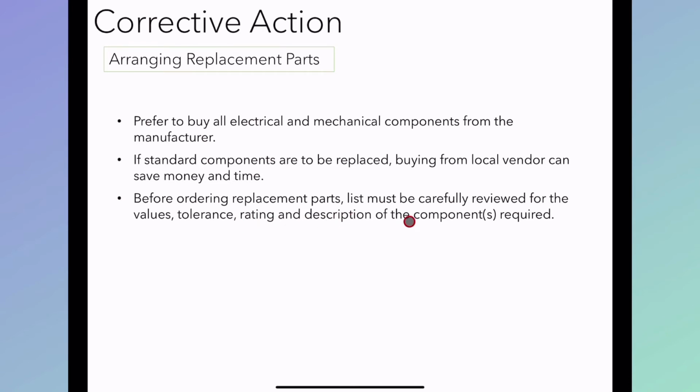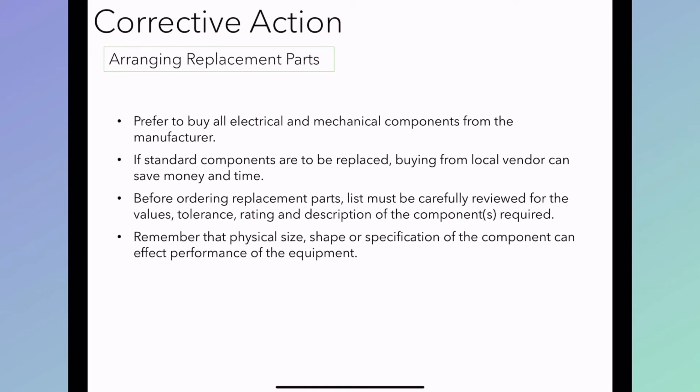Before we order the replacement parts, the list must be carefully reviewed, because the values, tolerance, rating, and description of the components are very important. If we buy things which are not compatible, and we do not have the compatible tolerance or the ratings required for our specific equipment, those are not going to work and our efforts will be useless.